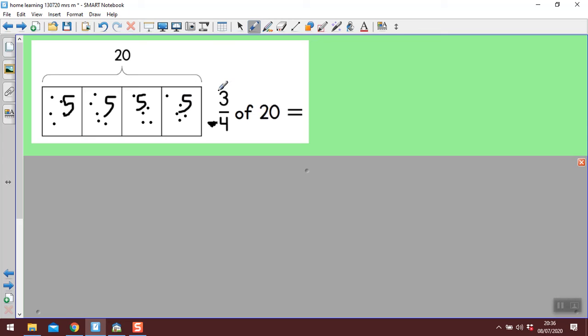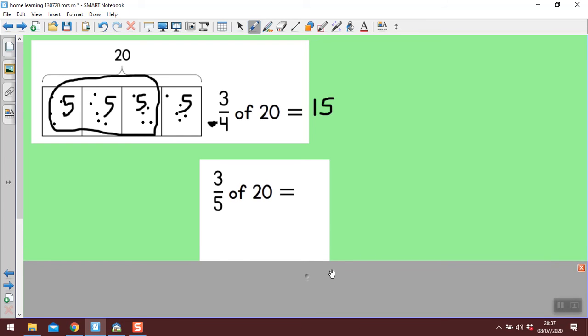The question is asking, what is 3/4 of 20? 3 out of 4 parts. Write down your answer. So this is 1 out of 4. This is 2 out of 4. This here is 3 out of 4. So 3/4 of 20 is 5 add 5 add 5. 15.